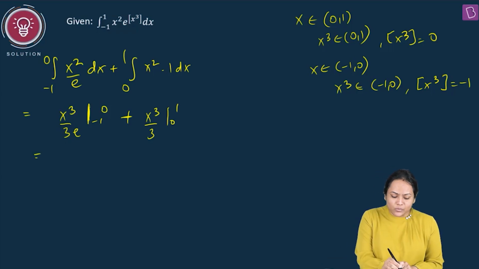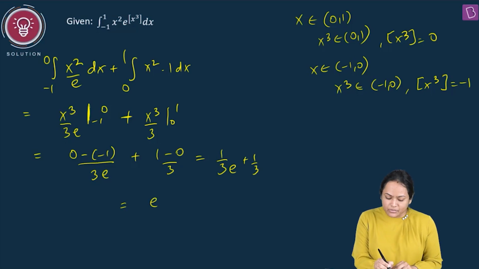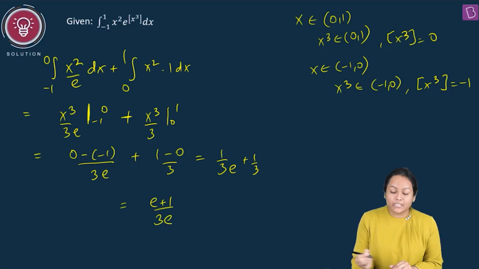And this value will become 0 minus of minus 1 divided by 3e plus 1 minus 0 by 3. Finally coming out as 1 by 3e plus 1 by 3. And if you want, you can obviously take the LCM. It's going to become e plus 1 by 3e.